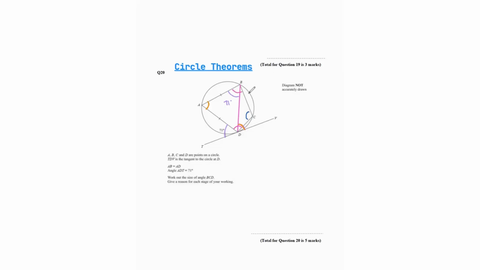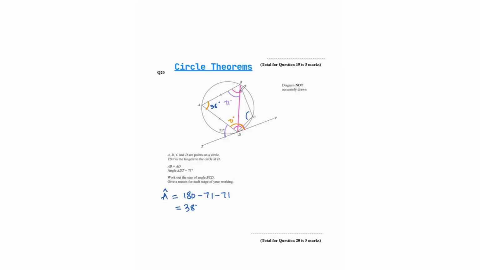So we have 71 over here and we know that AB and AD are equal. So doesn't this become 71 as well? It's an isosceles triangle. And we can easily find angle A because we have two angles in triangle ABD. So angle A is going to be 180 minus 71 minus 71, which is going to give us 38 degrees.